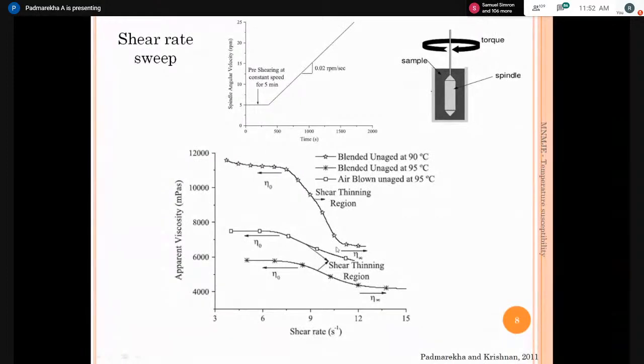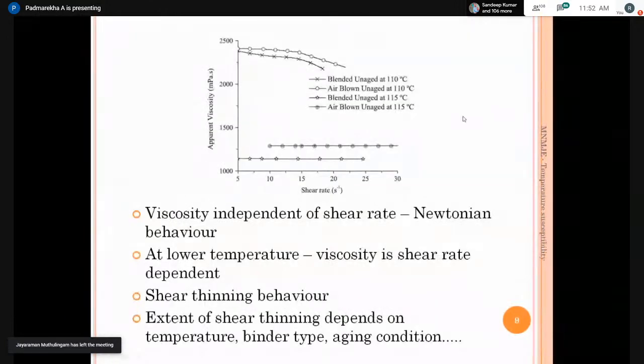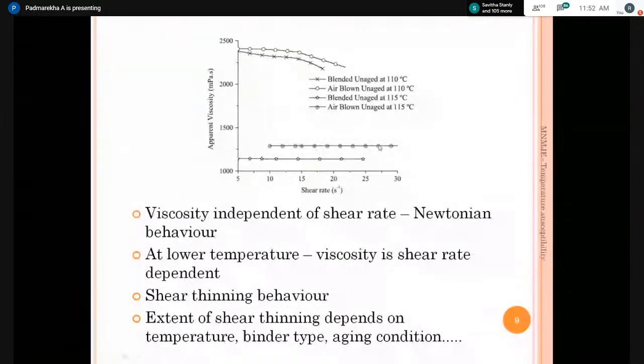Okay. So when you further increase the temperature from 95 degrees Celsius, what will happen? Here you can see the 110 degrees Celsius and 115 degrees Celsius example. At 110 degrees Celsius, there is still a small shear thinning observed. And at a still higher temperature, you can see that viscosity is constant over all shear rates. So viscosity is independent of shear rate, which we call a Newtonian response.